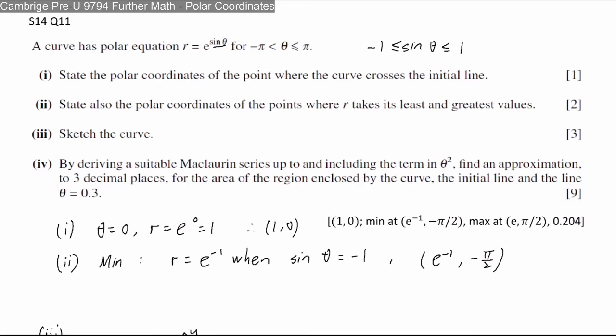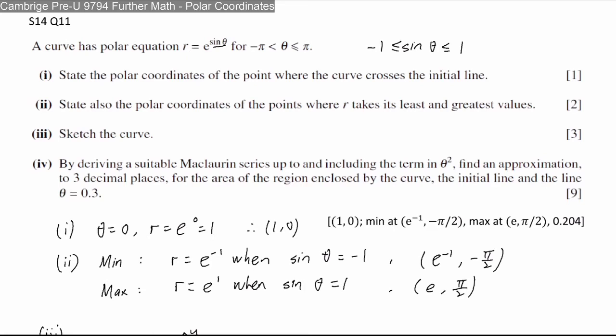Okay, because that is when we have sine theta equals -1, so our theta will be negative pi over 2. Maximum is a similar idea. So we have r equals e to the power of 1 when sine theta is 1. So when sine theta is 1, r is e to the power 1, and the theta here is pi over 2, because sine pi over 2 gives us a 1. Okay, so that is the second part.